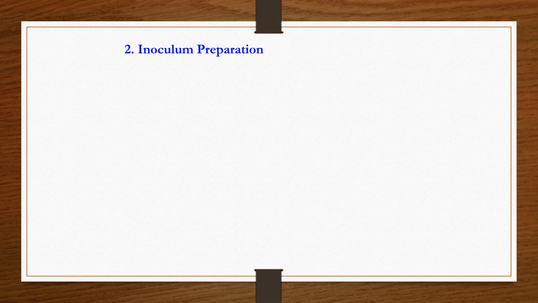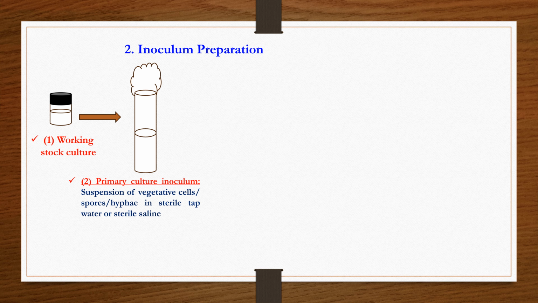During the first stage of inoculum development, the inoculum is taken from the working stock pure culture to initiate growth in a suitable liquid medium. That means primary culture inoculum preparation. In this process, a suspension of vegetative cells, spores, or hyphae is prepared in sterile tap water or sterile saline.